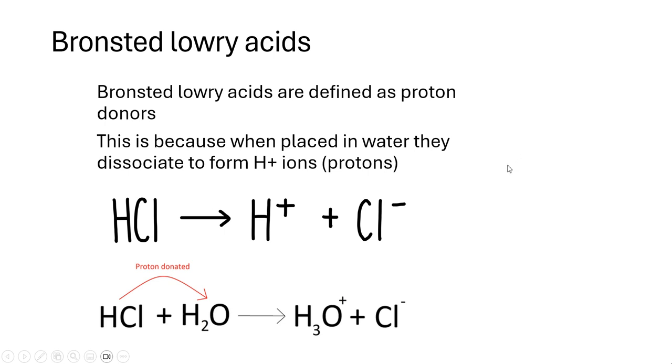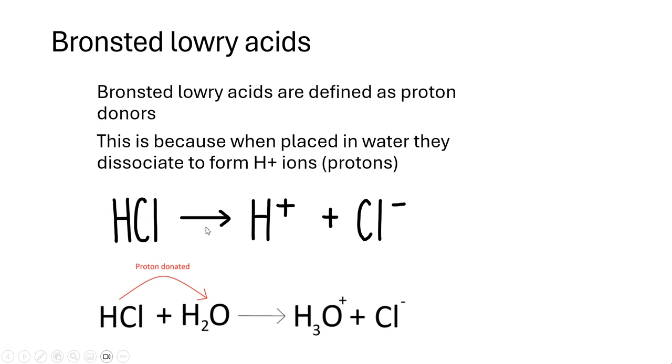So Bronsted-Lowry acids are defined as proton donors. This is because when placed in water, they dissociate to form H plus ions, and an H plus ion is obviously a proton. When you place a strong acid like HCl in water, it breaks up. We call that dissociation or ionization. It breaks up into H plus and Cl minus. That's why we call it an acid, because it donates that proton. That H plus has come from the HCl and it's been separated.